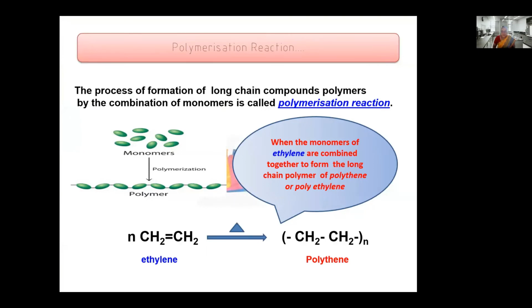The polymerization reaction is the process of formation of long chain compounds, polymers, by the combination of monomers. Imagine this is a bead, this is a thread. Here, all the polymers are joined together by hydrogen bonding. That is very important here.